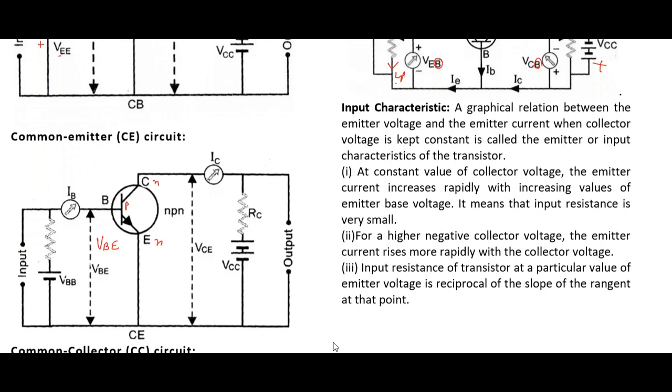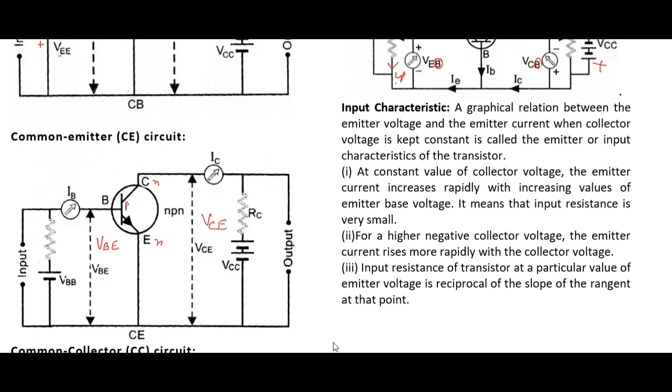This is the input voltage. In this case, again, the emitter is common, so the output voltage will be VCE. These two things should be clear. And now this is the emitter base junction. It should be forward biased. This N should be connected with the negative of this battery. For forward biasing, P should be connected with the positive of this battery. Here we get input.